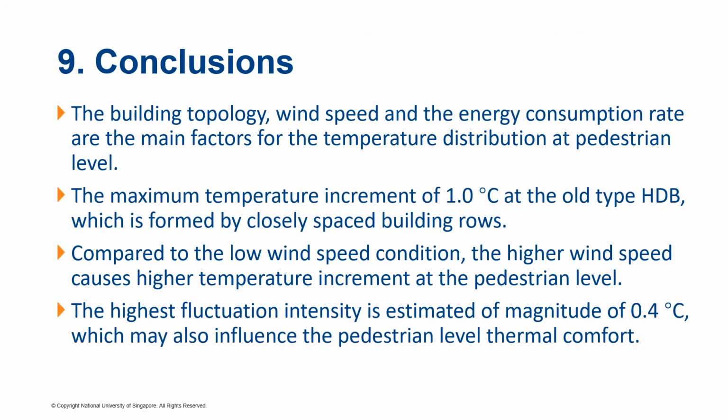The main conclusions of this study include, firstly, the building typology, wind speed, and energy consumption rate are the main factors for the temperature distribution at the pedestrian level. Secondly, the maximum temperature increment is 1 degree at all times in the HDB area formed by closely spaced building rows. Thirdly, compared to the low wind speed condition, the high wind speed causes a higher temperature increment at the pedestrian level.